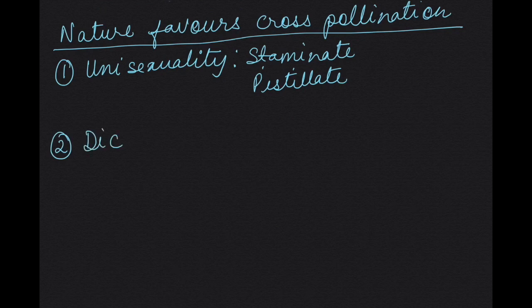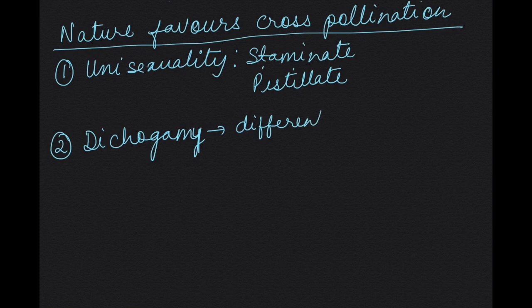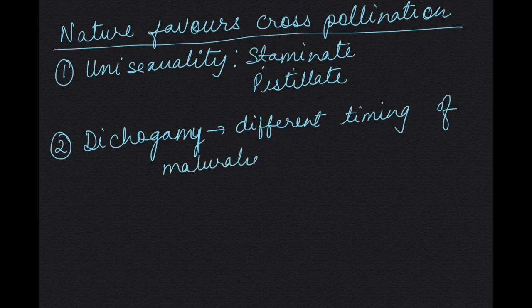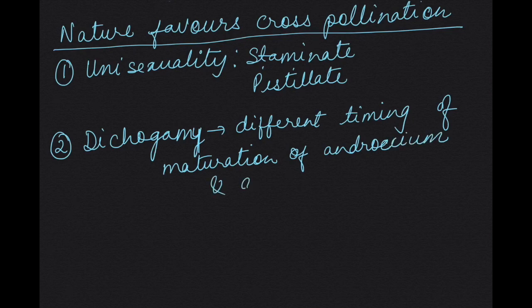Next is known as dichogamy. Now, what does dichogamy mean? It means different timings of maturation of androecium and gynoecium.